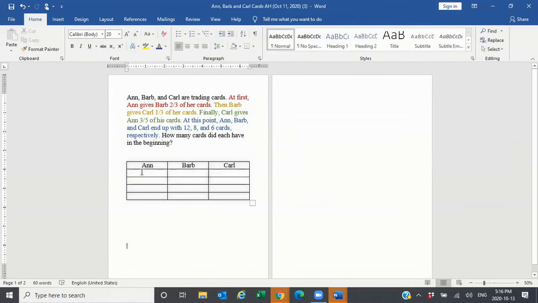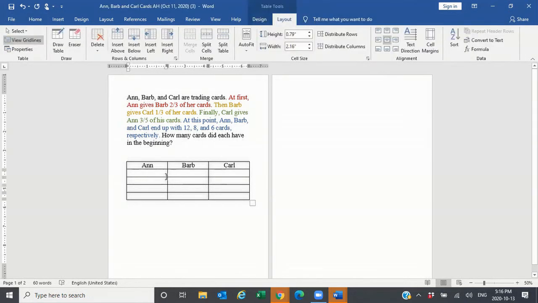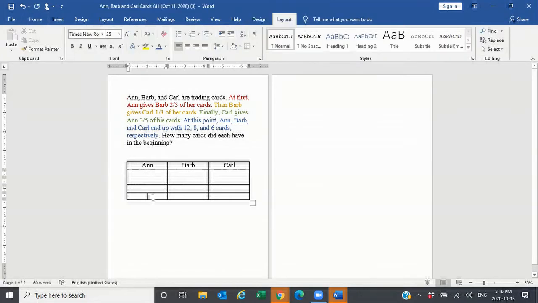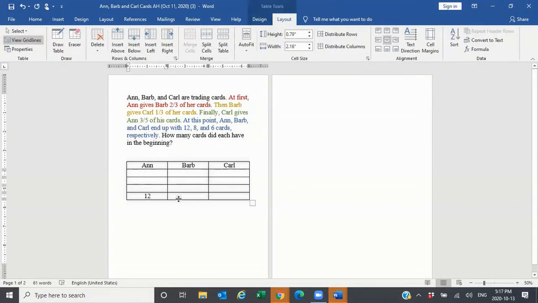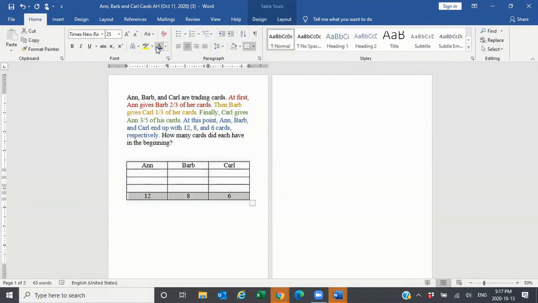There. Now it's centered. Okay, so for this we're going to be working backwards. So first I'm going to write 12, 8, and 6. Okay, and I'm also going to make it blue to match the sentence it represents.